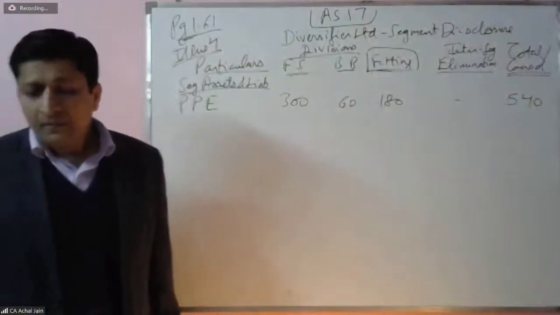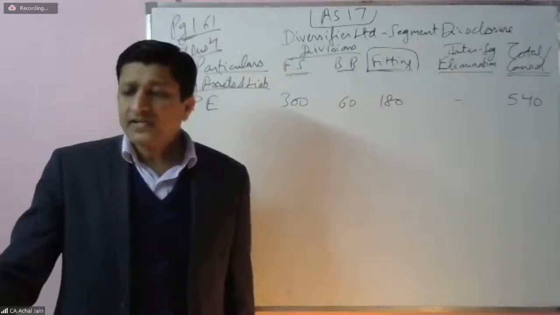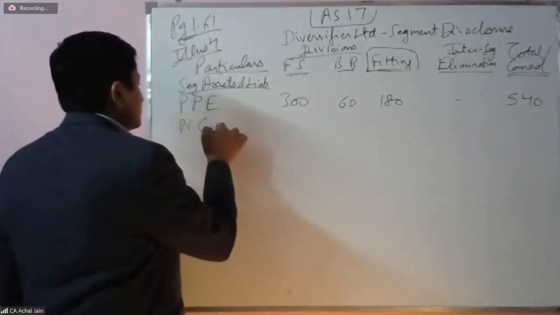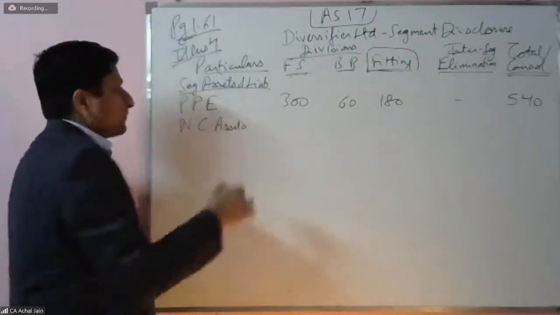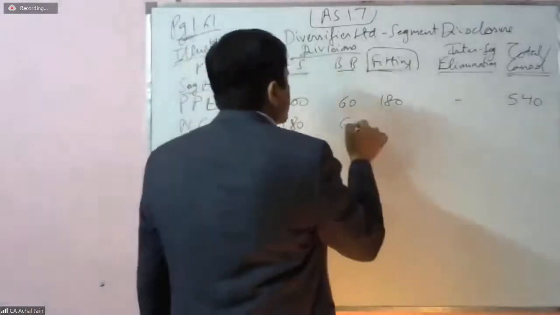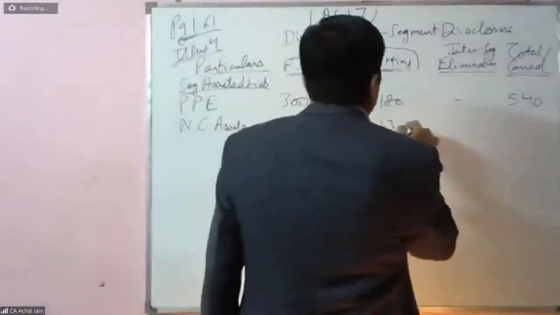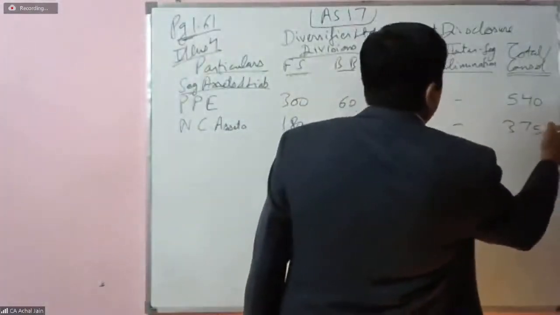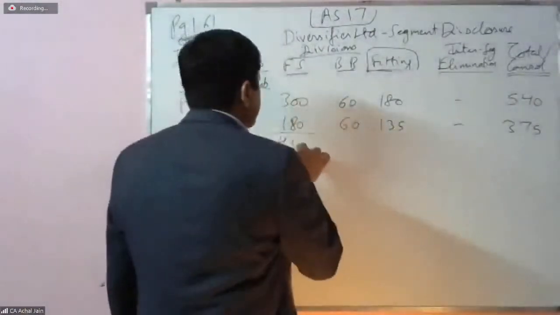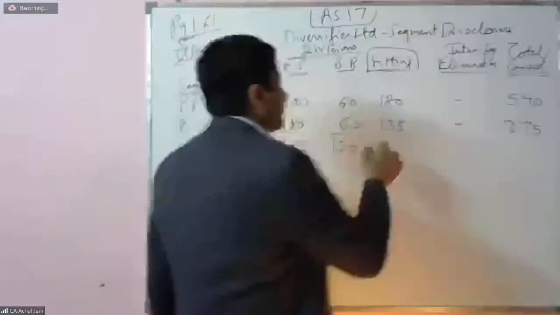Then we have another set of information in respect of net current assets and long-term liabilities. This is 180, 60, and then 135. This is 375. So if you look at the total, it's 480, 120, then 315, 915.